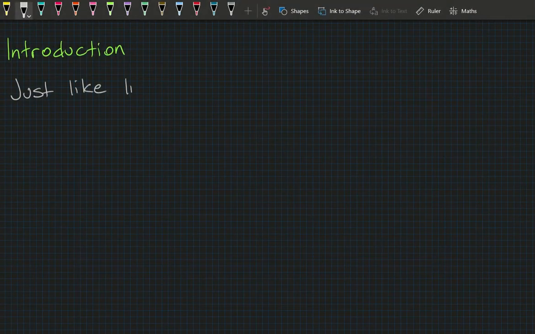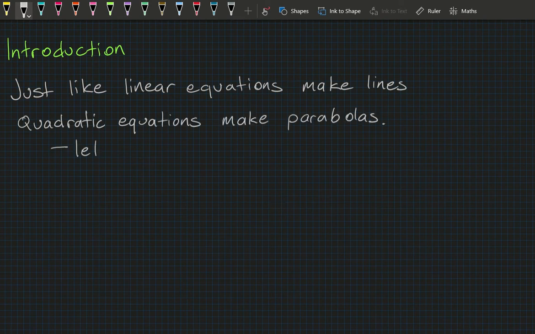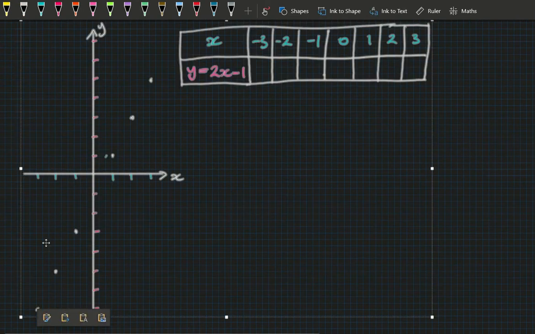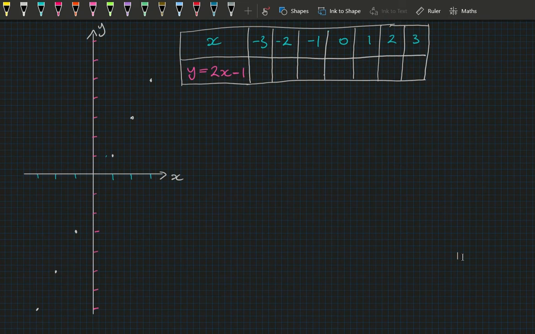Just like linear equations make lines, quadratic equations make parabolas. So let's explore them. And seeing I'm drawing parallels with linear graphs, let's recall what a linear graph is. Hopefully you remember that I like to start thinking about a graph with a table. So here's a table I prepared a little earlier. Here we have the rule y is equal to 2x minus 1. For each value of x, there's a rule that dictates what the related value of y will be.